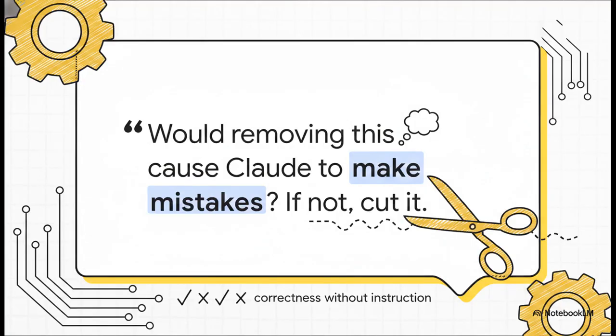Which brings us to a golden rule of thumb for your config files. I want you to ask yourself for every single line, would removing this cause Claude to make mistakes? If the answer is no, cut it.